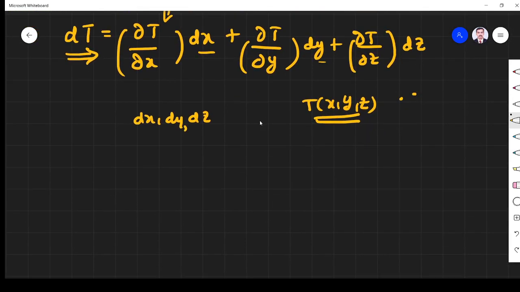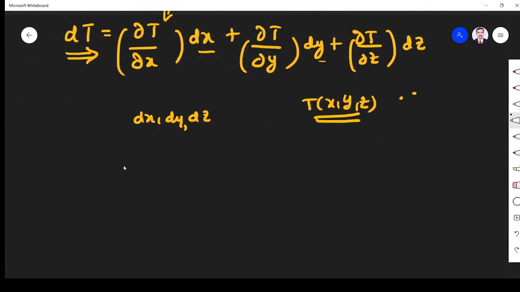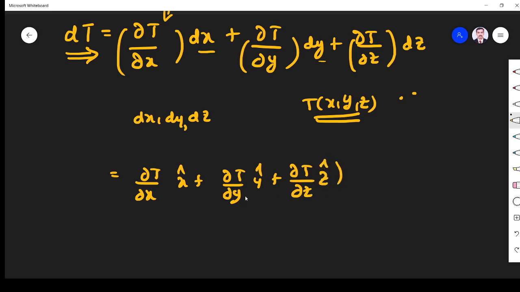Now I can write this equation in a different form. I can write it as ∂T/∂x times the x unit vector, ∂T/∂y times the y unit vector, ∂T/∂z times the z unit vector.